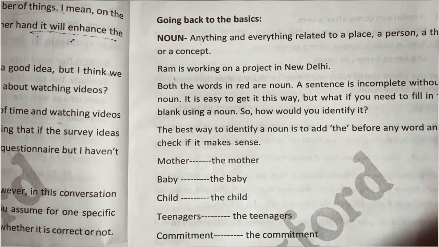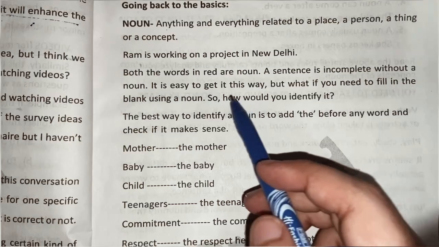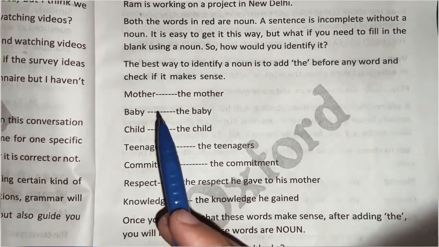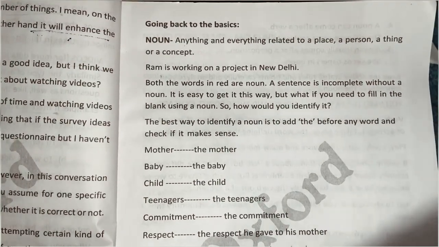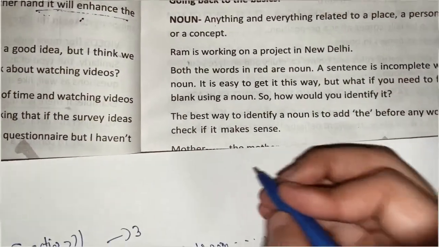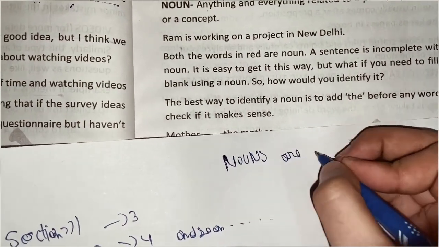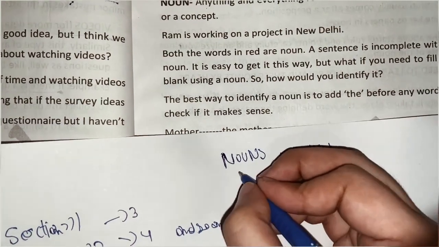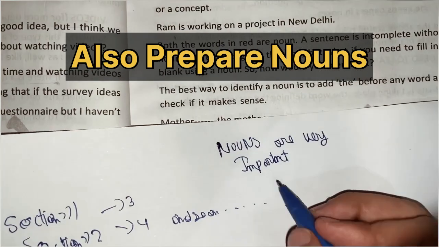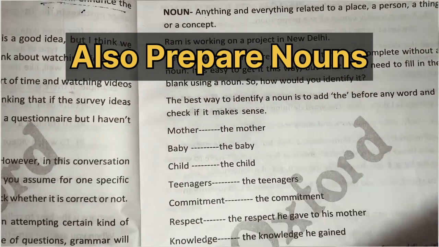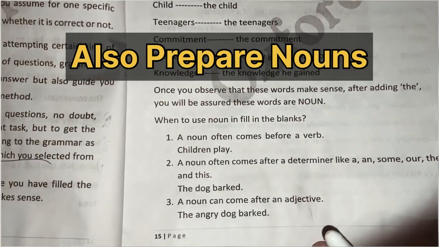Also, now going back to the basics. Noun. Anything and everything related to a place, person, thing, or a concept is a noun. As you know, we have read it in the junior classes. So this is a very basic and also very important thing in the IELTS exam. So, as you know, nouns are very important. So the best way to identify a noun is to add "the" before any word and check if it makes sense. And you can practice all the questions.